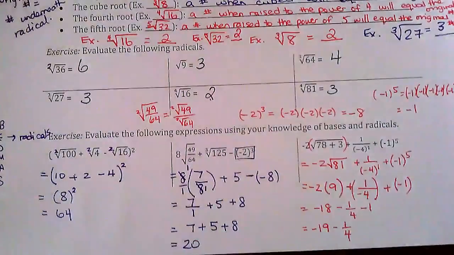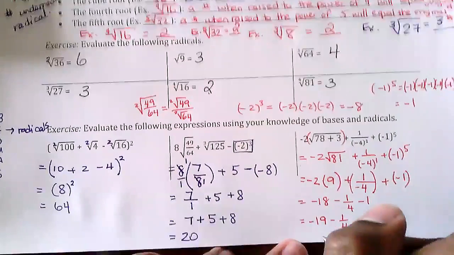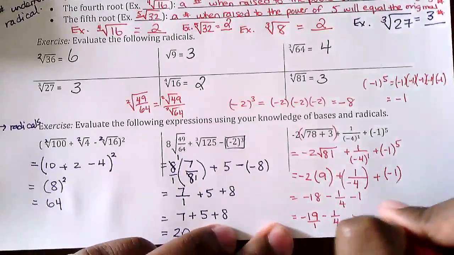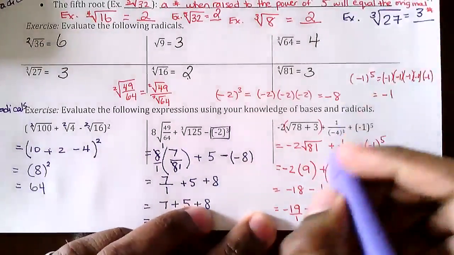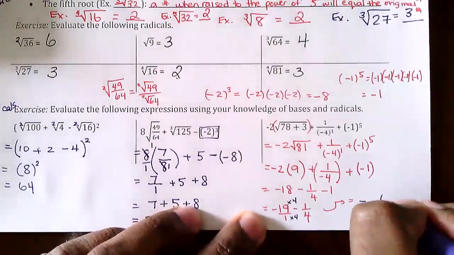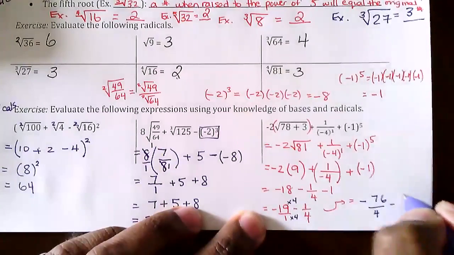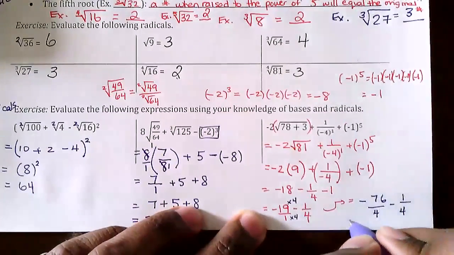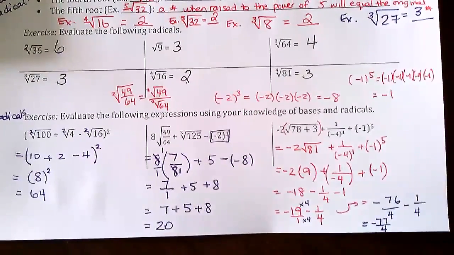Now I'm left with an addition of fractions, which is really annoying. But I'm left with an addition of fractions. So what I'm going to do is I need to find a common denominator. Here, I know the denominator is 1. So the common denominator of 1 and 4 is just 4. So I'm going to multiply the top and the bottom by 4. So here I have -76 over 4 minus 1 over 4, which is going to equal -77 over 4. And that's your final answer.